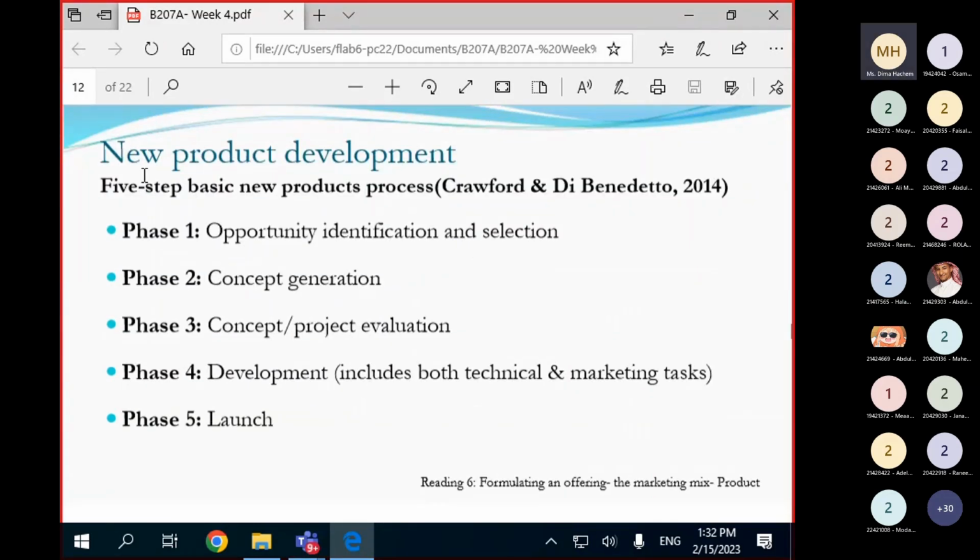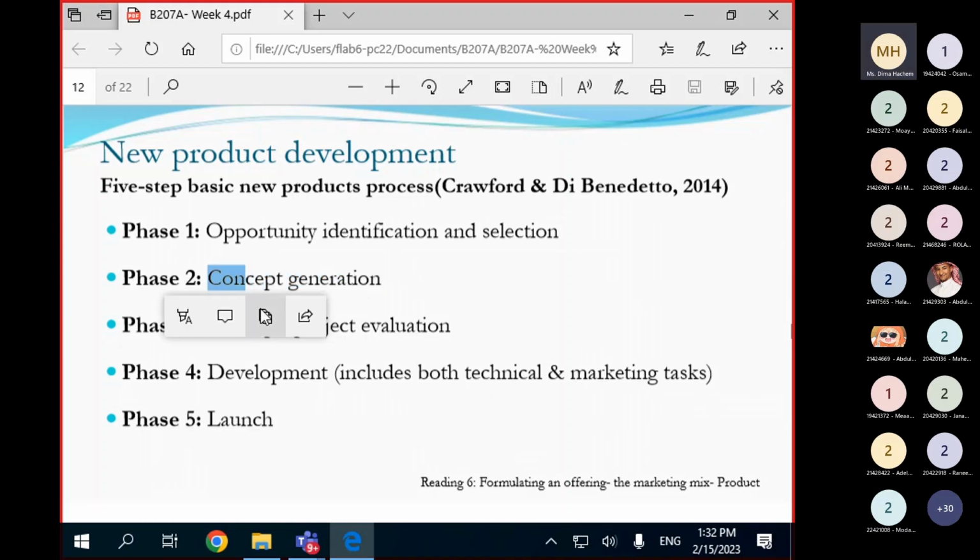So when you do new product development, you have to, first of all, find an opportunity. Find a place or find where you could make some modification that is good for your customers, for your target market. Okay, this is why constant research is needed, marketing research. You will generate the concept.